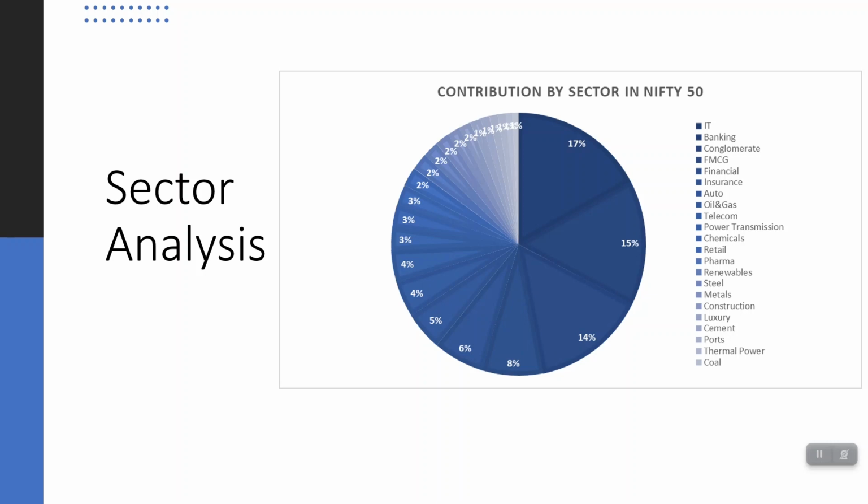The top sectors in Nifty 50 are IT, banking, conglomerates, FMCG, and after that the rest of the sectors follow. I have stacked up these sectors for you basis the market cap within the Nifty 50 benchmark, which is commonly used. This shows us several things for the investor to understand.